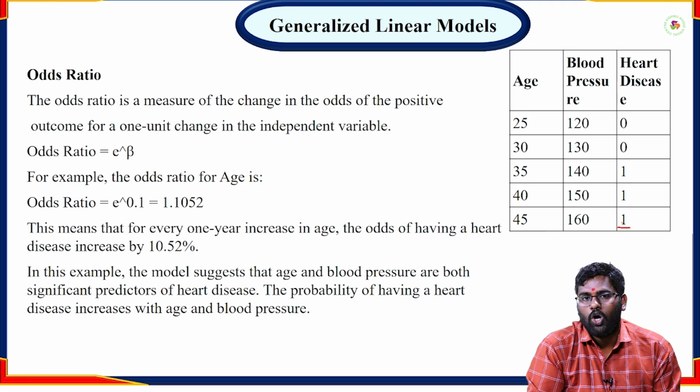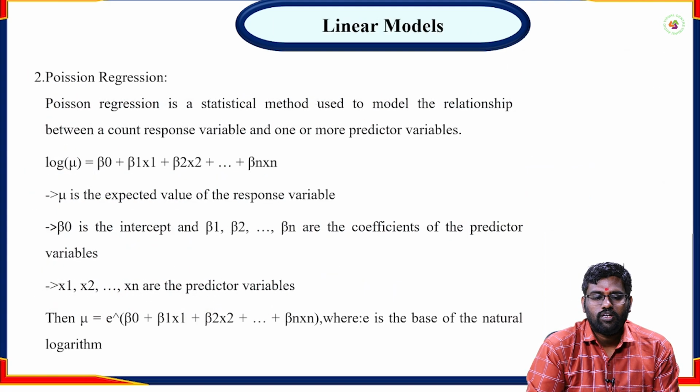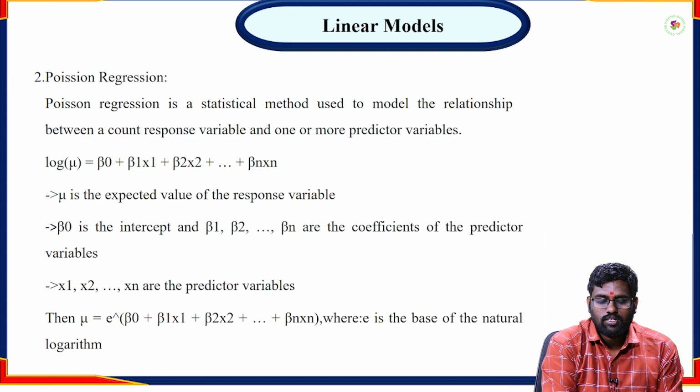It gives the output in the form of a positive status or negative status, that means binary 0 or 1. Negative means 0, positive means 1. Next, Poisson regression. Poisson regression is the exponential power of the multiple regression. See this one: beta naught, beta 1 x1, beta 2 x2, plus up to beta n xn. That means the exponential power of the multiple regression.